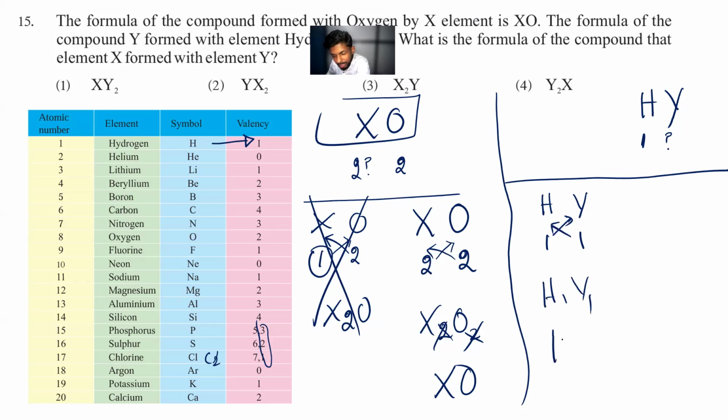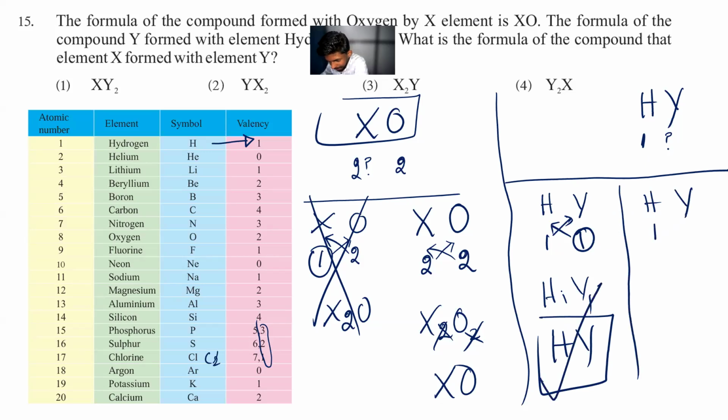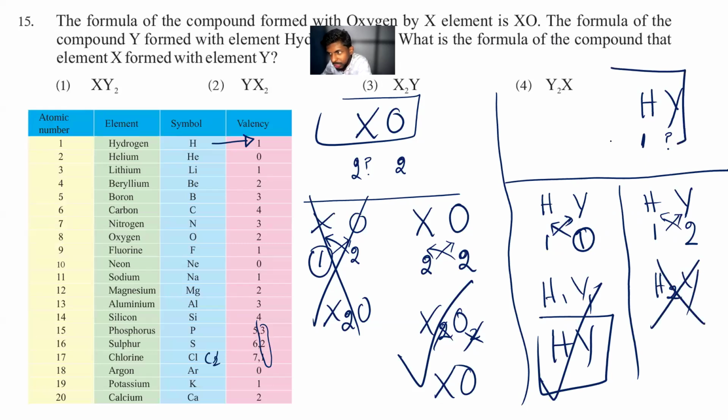Yeah, we got the answer HY. Because when we put 1 for the Y, then only we get the answer HY. Now we'll check whether we get the correct answer when putting 2 for the Y. Putting it like this, you get the answer H2Y. So that is wrong because we want the answer HY. So if we want to get HY, definitely the Y will have the valency 1.